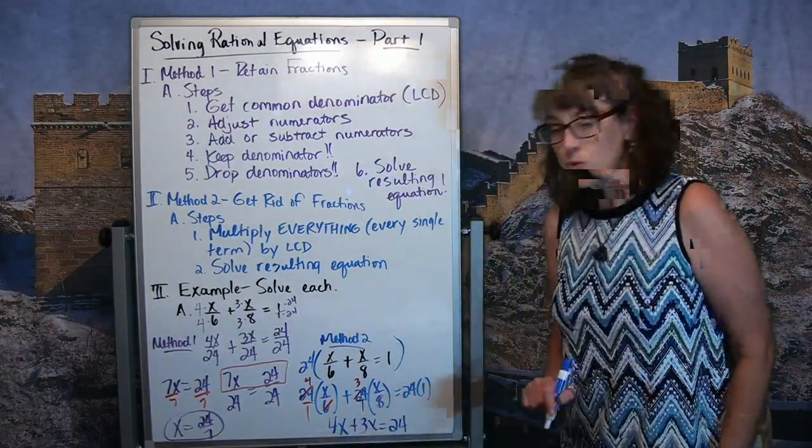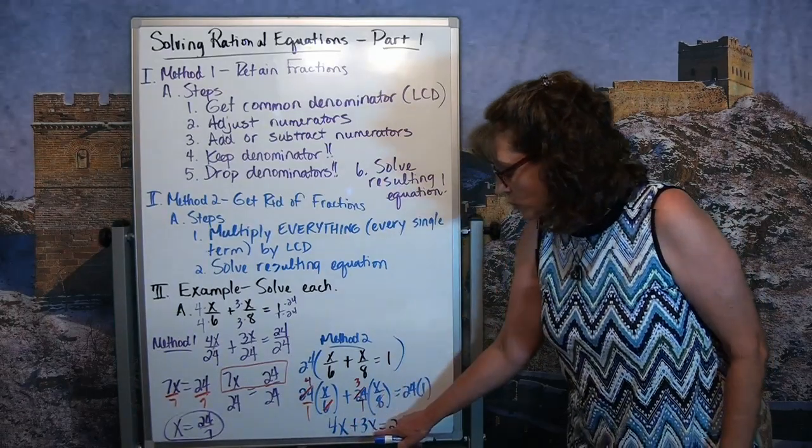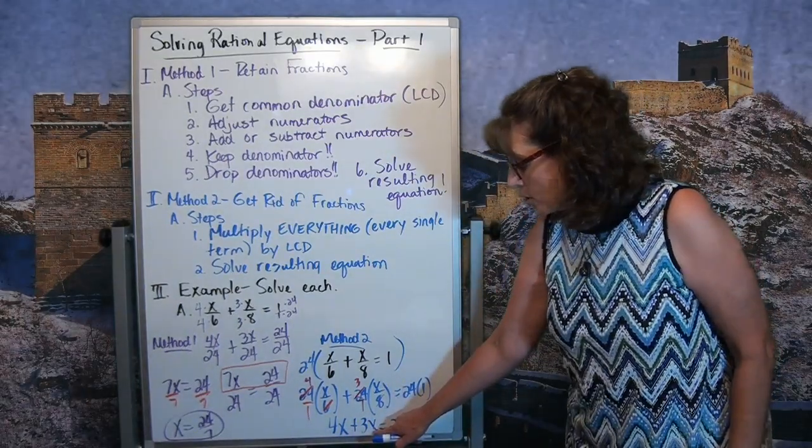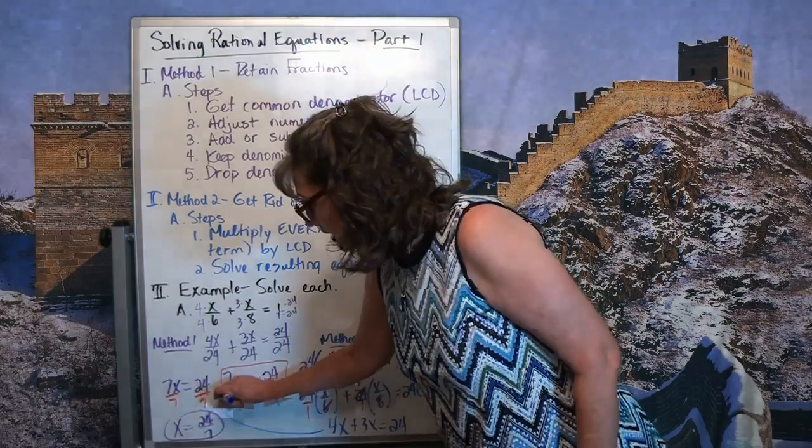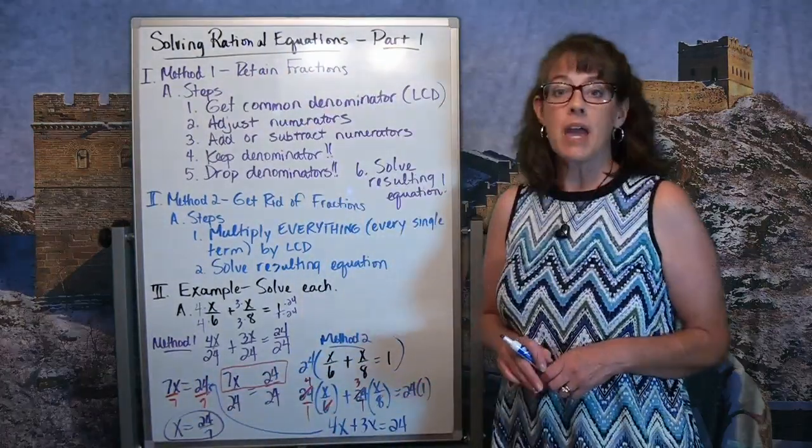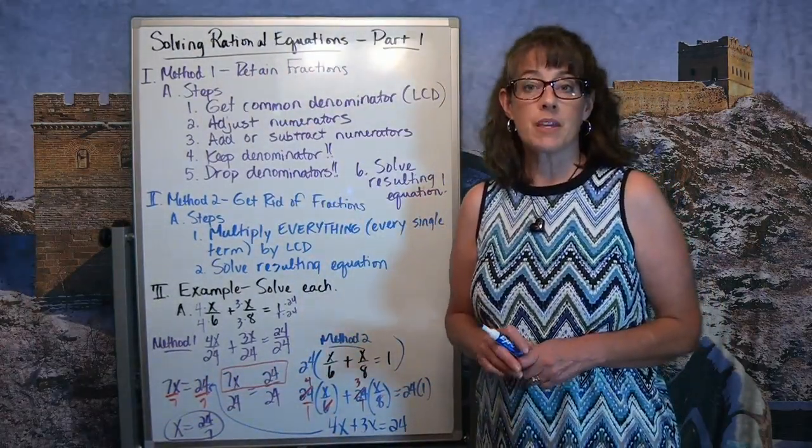And so if I take this resulting equation and I say 4x plus 3x, I will get a 7x. Notice that that is exactly what I had right there. And I'm going to go through and divide by a 7.